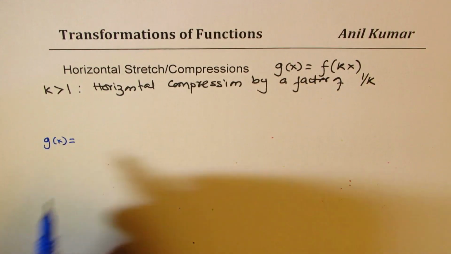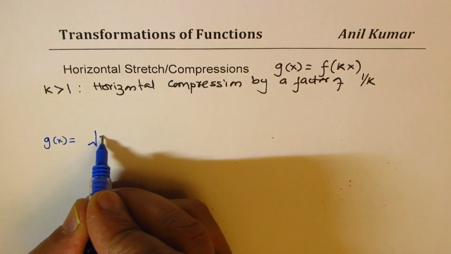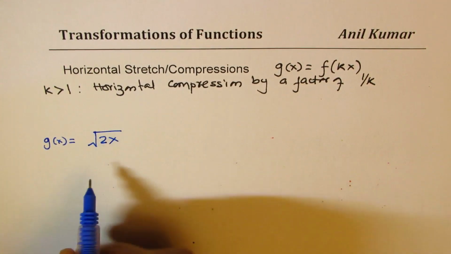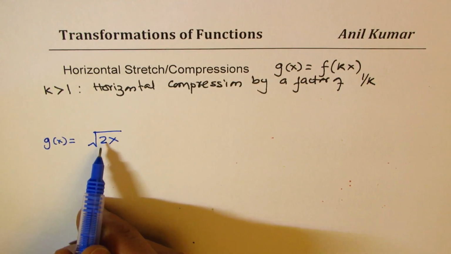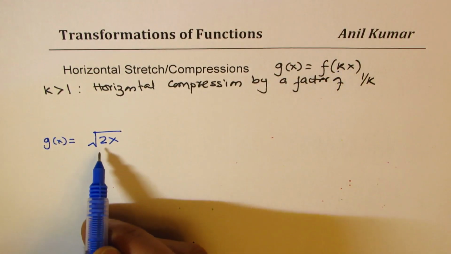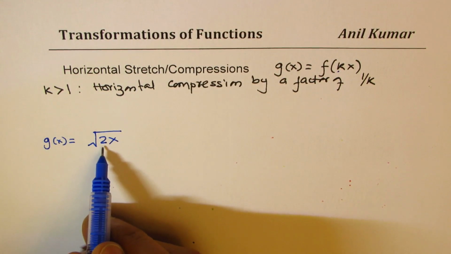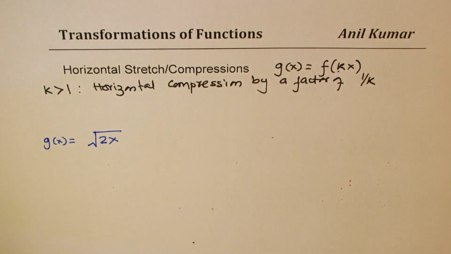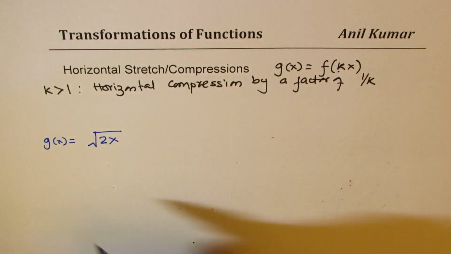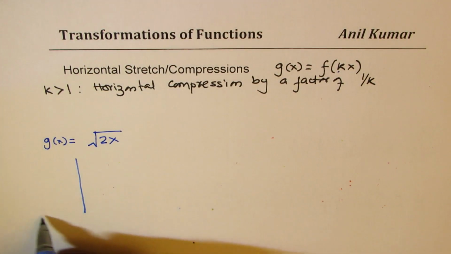What I'm trying to say here is that if I have an equation which is g of x equals square root of 2x, here you can see k is inside the function, right? K is greater than 1, it is 2. That means it gets compressed horizontally. Let me show you how.